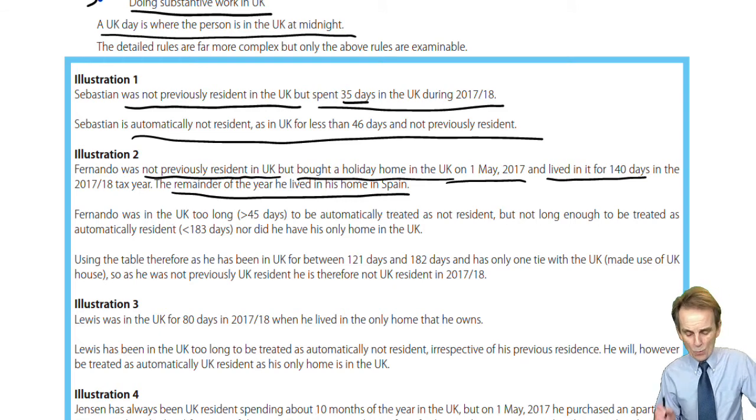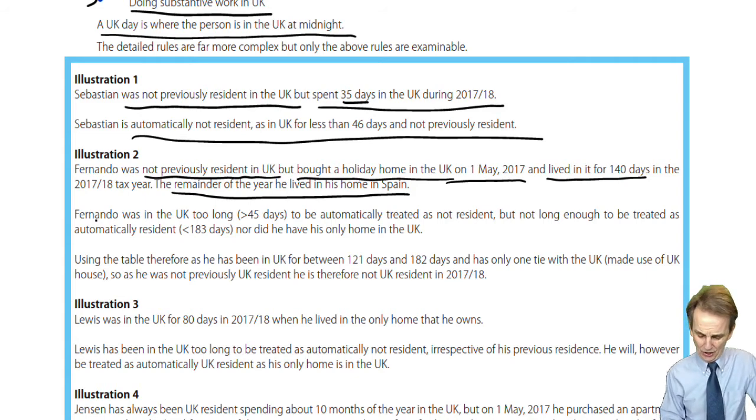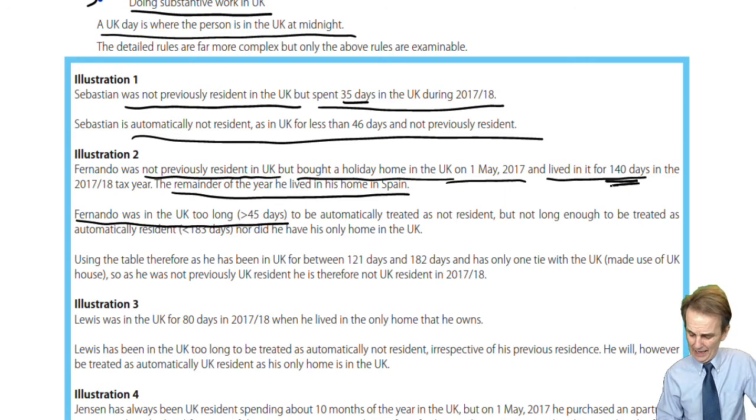Which column? He was not previously resident. So has he been in the UK for less than 46 days? No, Fernando was in the UK too long, more than 45 days. Lived in that house for 140 days there. So in which case, too long to be automatically treated as not resident. So we don't get the automatic non-UK resident status.